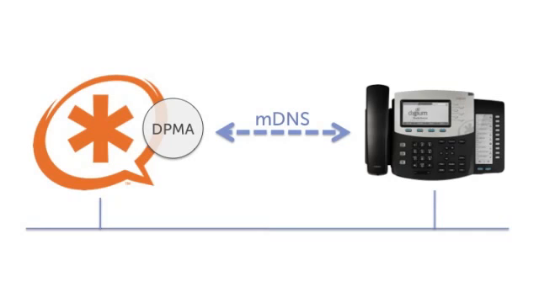Essentially, when an Asterisk server with the DPMA and Digium phones are placed on the same network, they are able to locate each other and begin communicating automatically via mDNS. This minimizes the amount of configuration an administrator needs to do. For more information on installing and configuring Avahi for Linux, see the DPMA User's Guide linked in the description section of this video.